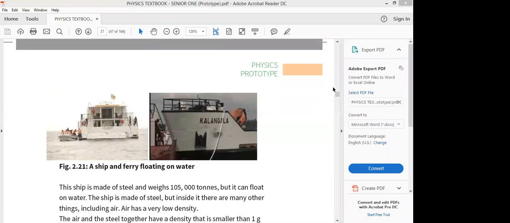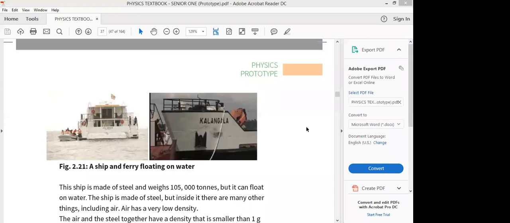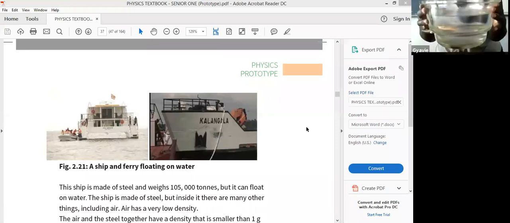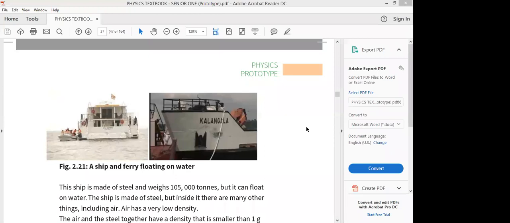I think the reason why the ship floats is because a ship has some space at the base of the ship. I think that's where the air is. Yes, very good, brilliant. So I'm going to illustrate something here. Are you seeing that barrier? Yes.